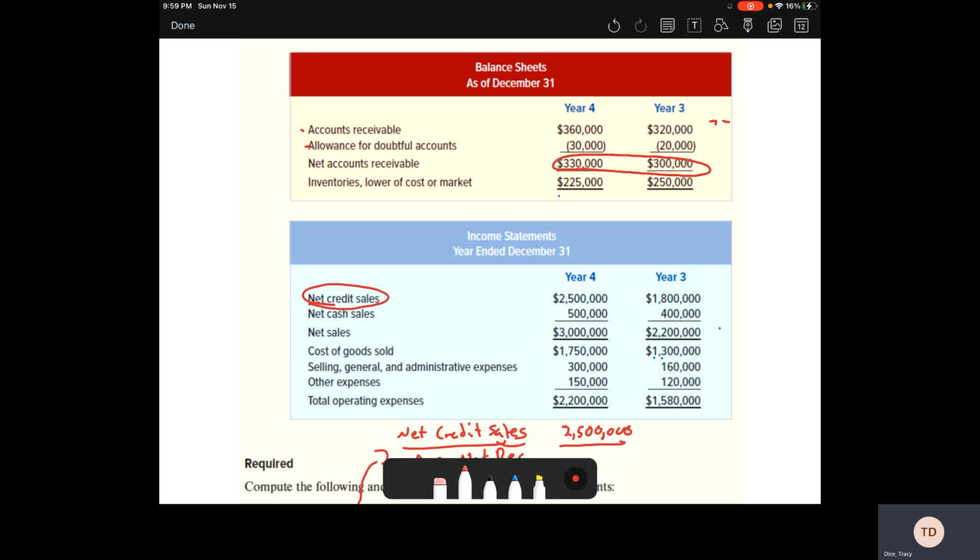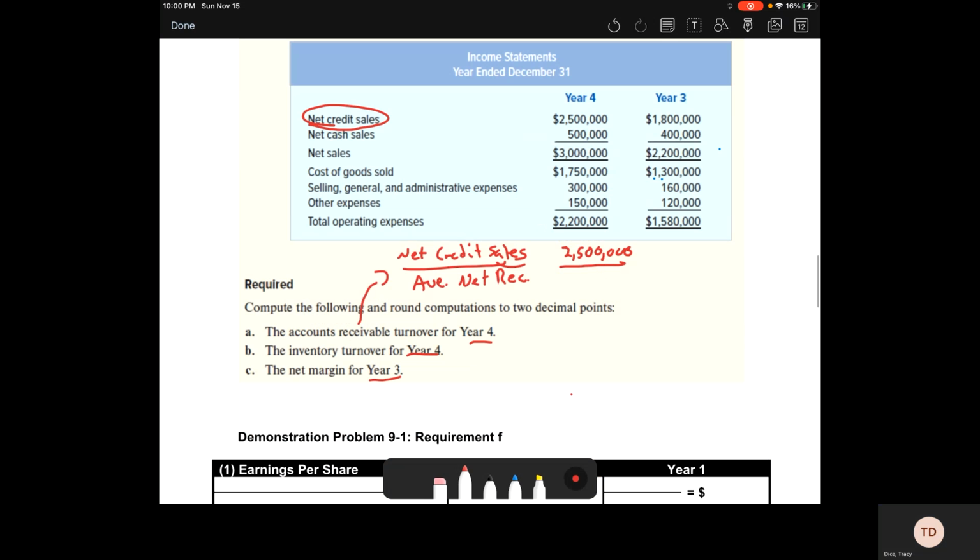So we have to find the average. We do that the same way as we've done in previous videos. Add them together, divide by 2. When you do that, you should get 315,000. So then we're going to do the division by 315. And when you do that, you should end up with about 7.94 times.